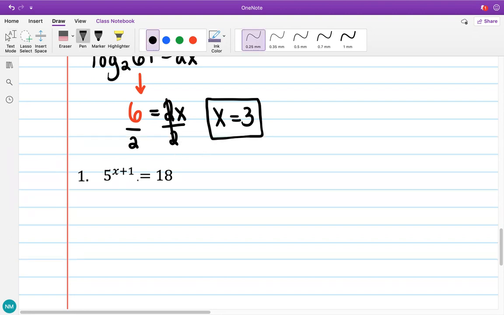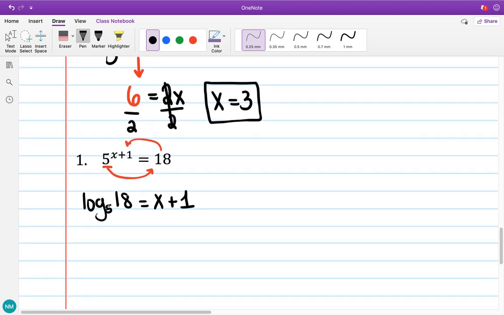we have to do the same exact thing. Now, is it isolated? Yes. So we don't have to worry about isolating it because it's already isolated. You cannot subtract 1 here because it's in the exponent. You cannot take anything out of the exponent unless you change forms first. So I'm going to change forms, right? Log base 5 of 18 equals this. So log base 5 of 18, I'm going to make the base a little bit clearer, of 18 equals x plus 1. So here's the issue.